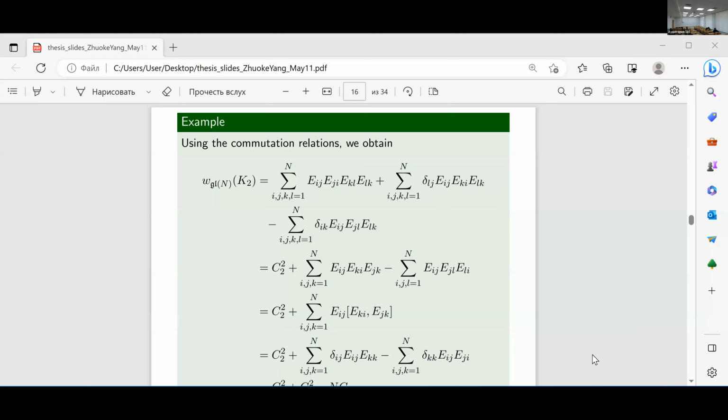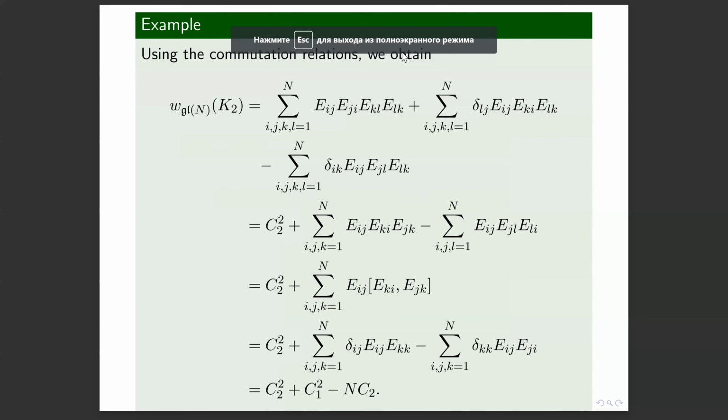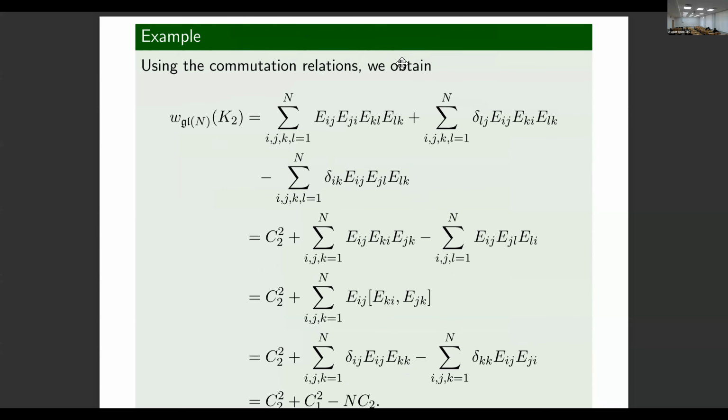Теперь видно будет? Yes, but maybe full screen mode you could. Yes, that's better. В общем, можно ее двигать потом будет. Ладно.